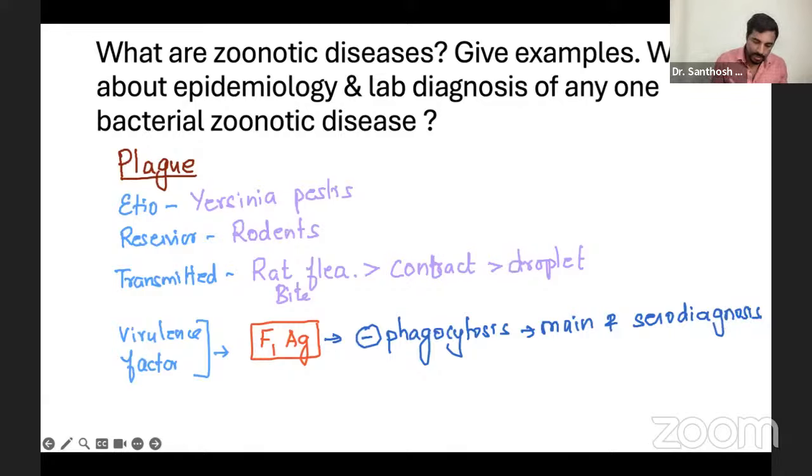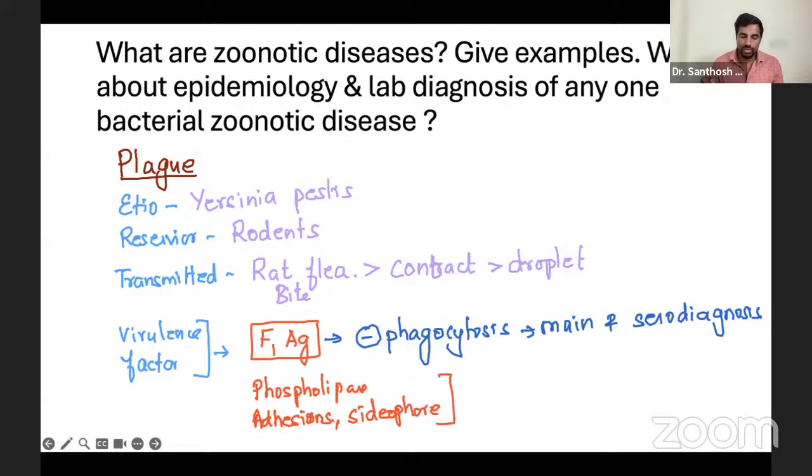Then apart from F1 antigen, we also know that there are a lot of other important enzymes, phospholipase, and siderophore. This is like an iron capturing mechanism. So these are the other virulence factors. These are some important virulence factors for plague. They can ask you simply just pathogenesis also. You have to write all these things. Okay, fine. Now next we're going to the disease part, the pathogenesis part.